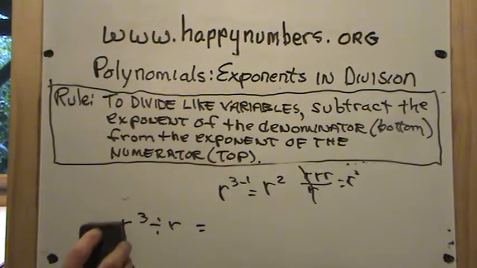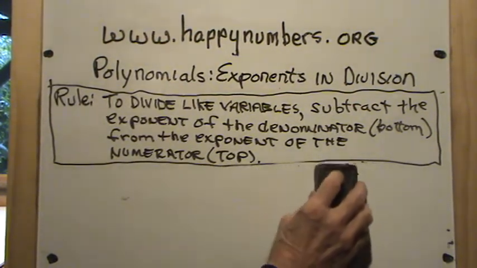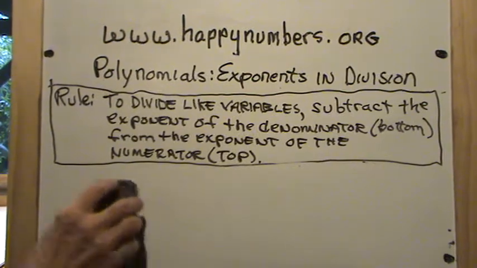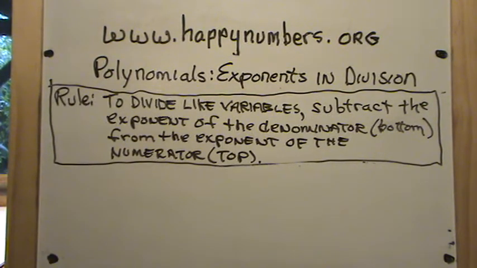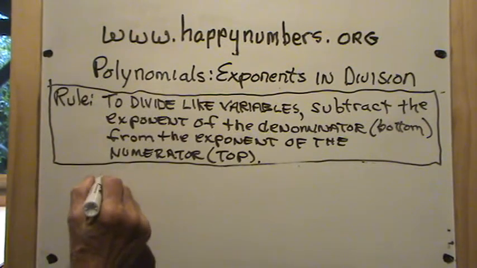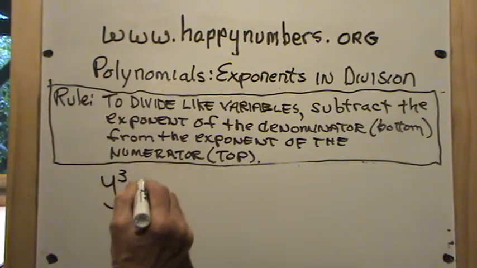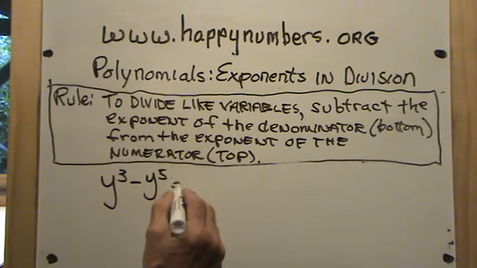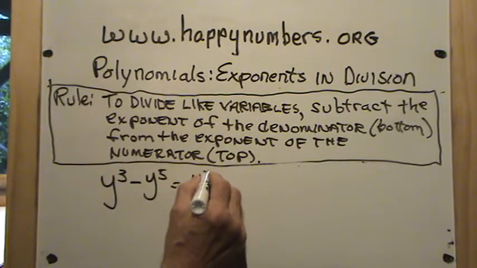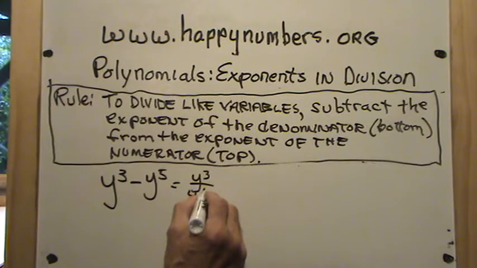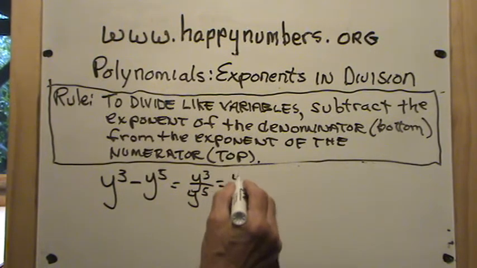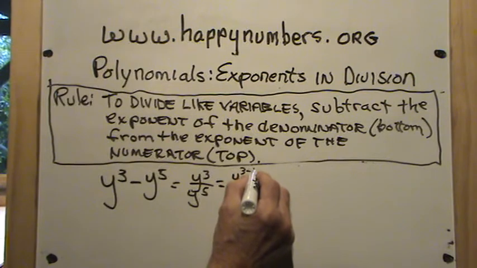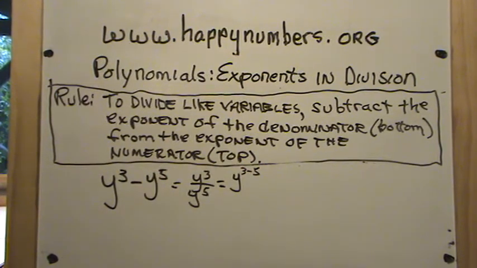Very good. Okay, now we have a special case, actually two special cases. First special case is a problem like this: Y to the 3rd divided by Y to the 5th. Well, that would equal Y to the 3rd divided by Y to the 5th, which is equal to Y to the 3 minus 5. That's interesting.